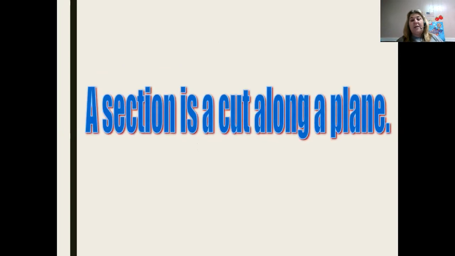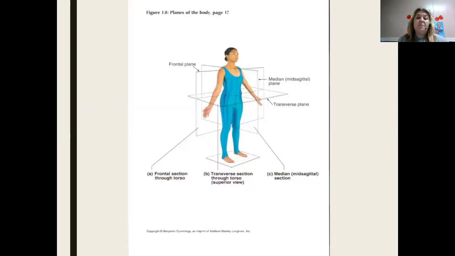So here's one other little thing about that. We use the term dissection a lot, and a section is just basically a cut along a plane. So when we dissect something, we're cutting it along a plane so that we can look at that particular specimen. And so here's a picture that just kind of shows the division. You can see the frontal plane, the sagittal plane, and then you see the transverse plane.